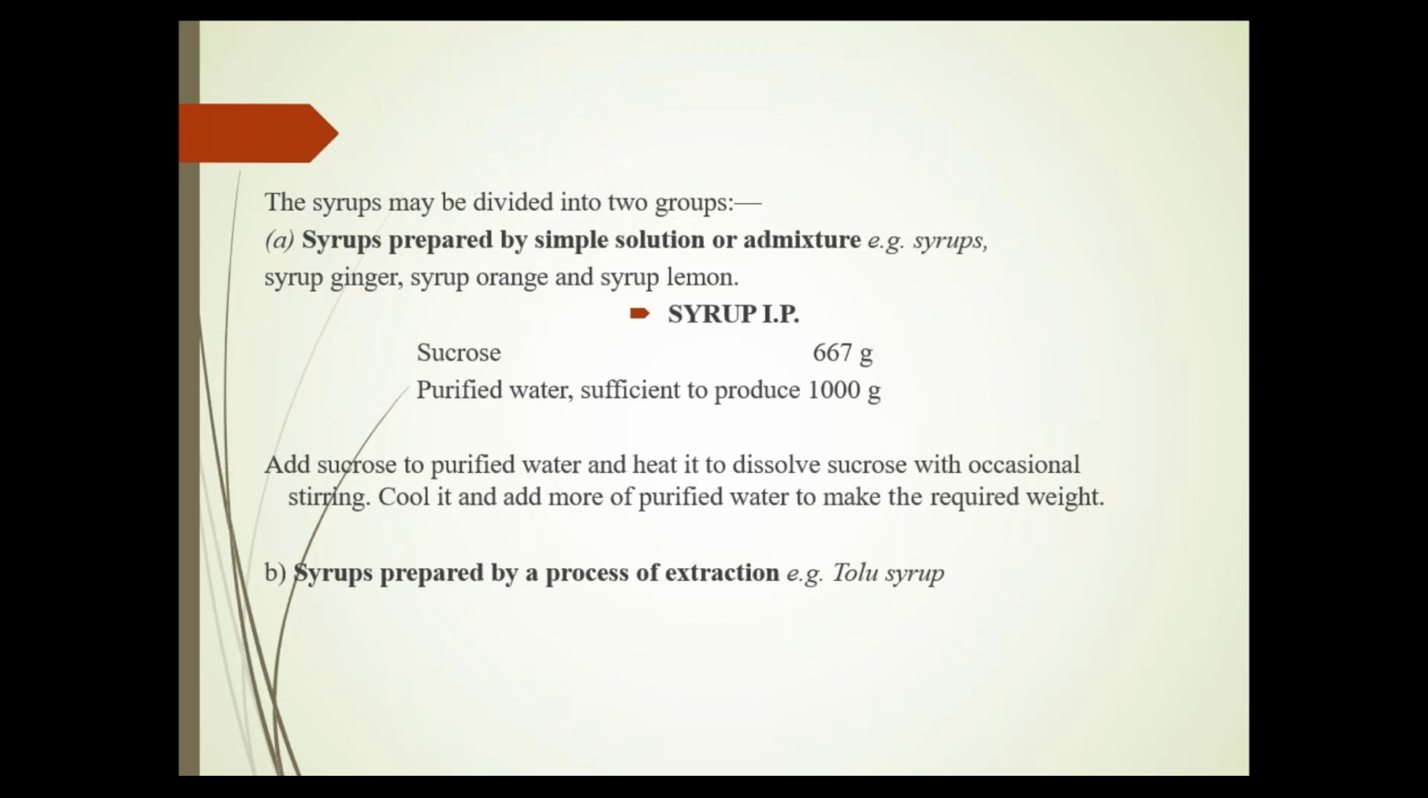So now here what we're going to do is, to purified water, the sucrose will be added, heated such that the sucrose is dissolved, and then it will be cooled, and then you make it up to 1000. So it doesn't mean you have to add exactly 1000 gram, in short, it's ml. So here you're going to make it up to 1000 ml. Okay, so cool and add more purified water to make the required weight. The second one is syrups prepared by a process of extraction, for example Tolu syrup. I've not given the formula, we can go through it later.